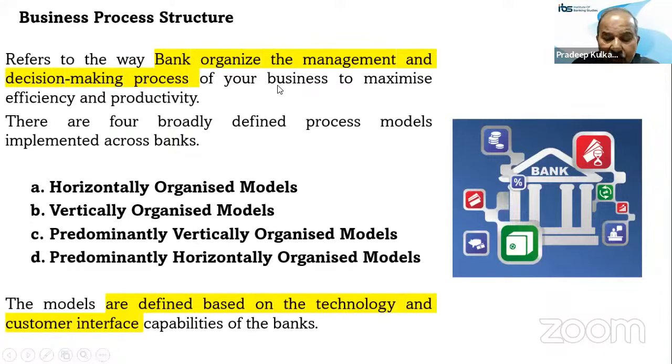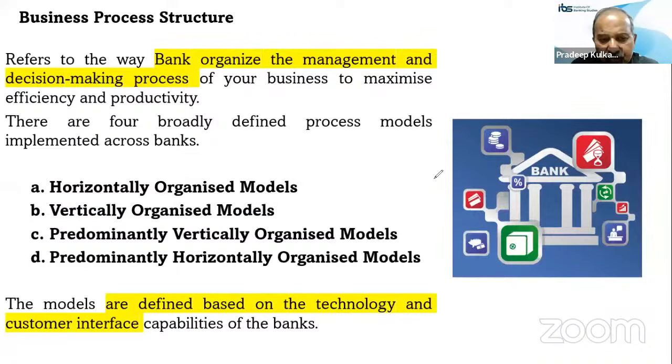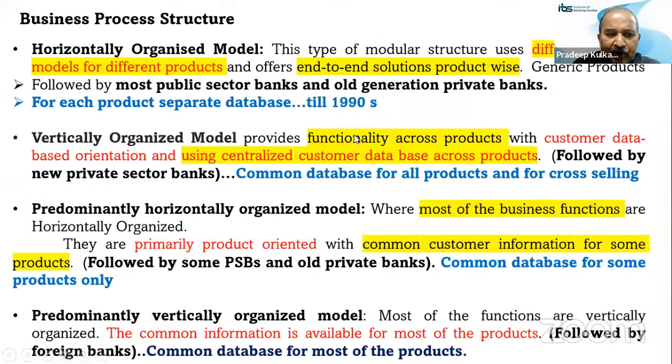Now, how does the process of retail banking work in the bank? Here, terminology is critical, my friends. I wish all of you to give deeper attention and listen very carefully. They are broadly classified into four: a horizontally organized model and a vertically organized model. First of all, understand these two, and then automatically you will understand three and four.